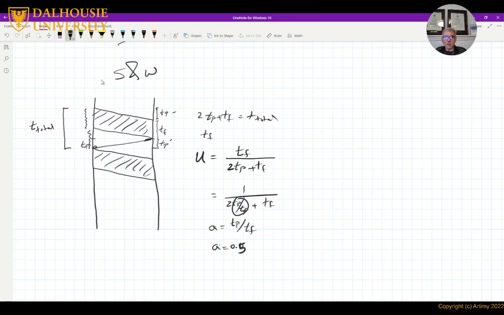Okay, so how about the case where I have a sliding window? What is the efficiency here? Okay, so I'm going to repeat. Let me clean it up a little bit. So for this case, the W is 1 over 2A plus 1.